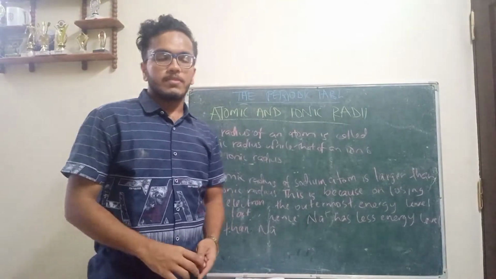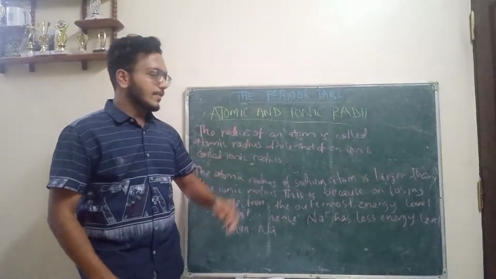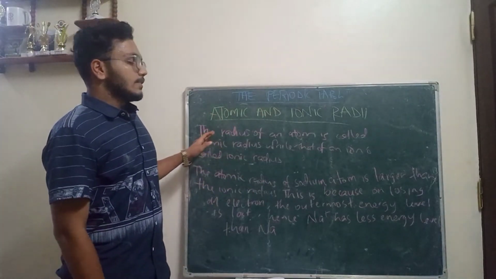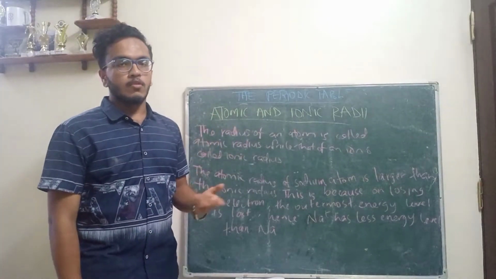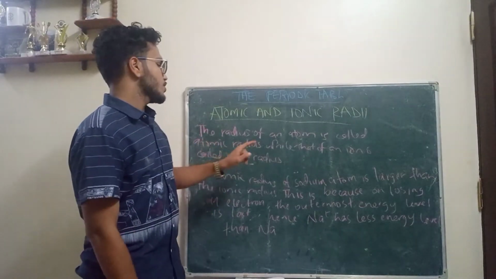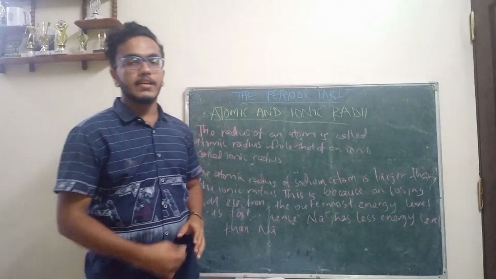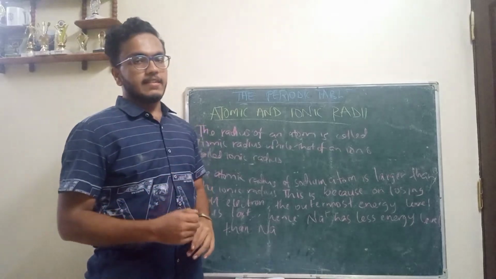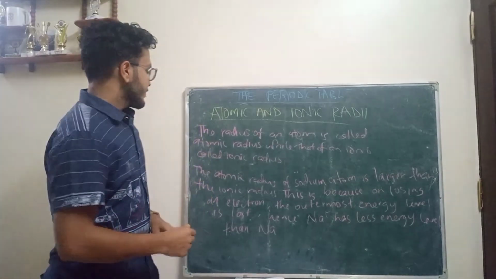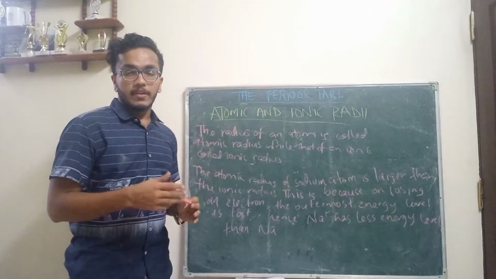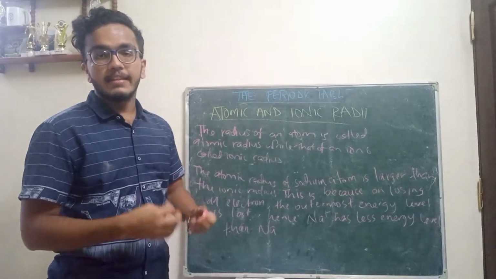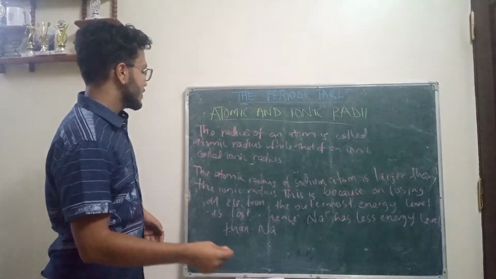So our next subtopic is atomic and ionic radii. The radius of an atom, as you know what atoms are, is called atomic radius, while that of an ion is called ionic radius. We discussed what an ion is. It is the form in which an atom obtains stability by either losing or gaining electrons.